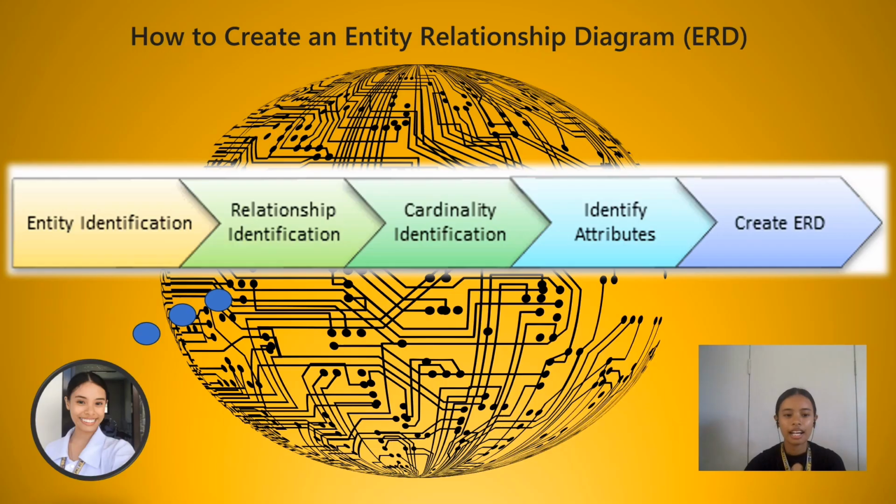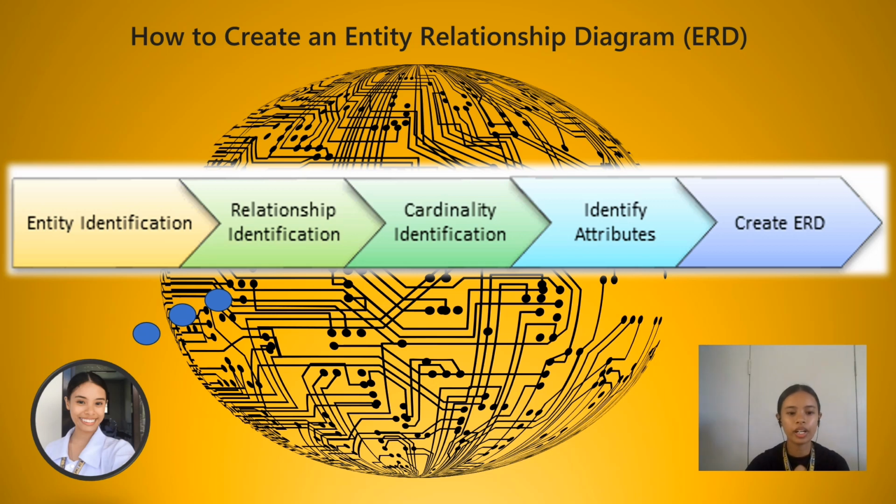Few moments later. As you can see, there are 5 easy steps to create an ER diagram. First step is entity identification, followed by relationship identification, cardinality identification, identify attributes, and lastly, create ERD.